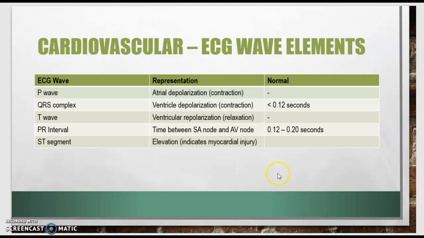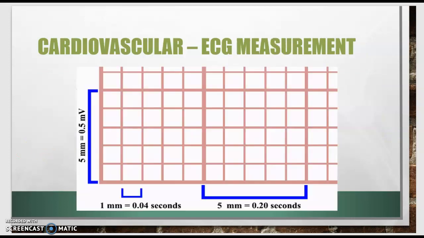Here are some normals that you'll want to also commit to your memory: the QRS below 0.12 seconds, and then also the PR interval is between 0.12 to 0.2 seconds. And in this next slide, I'm going to show you how we measure those.